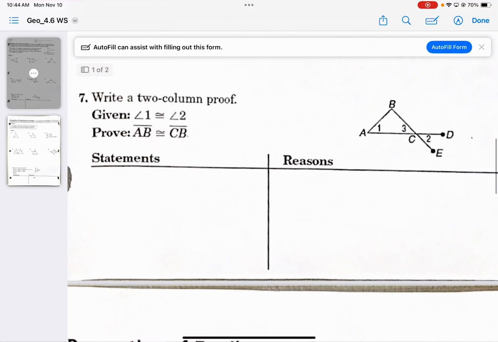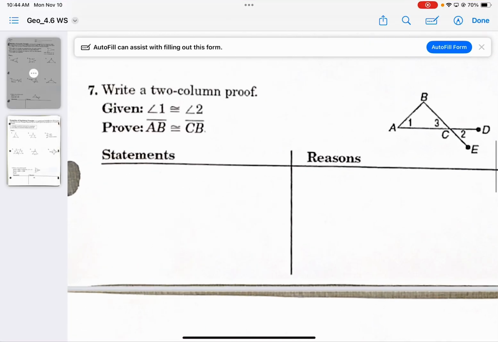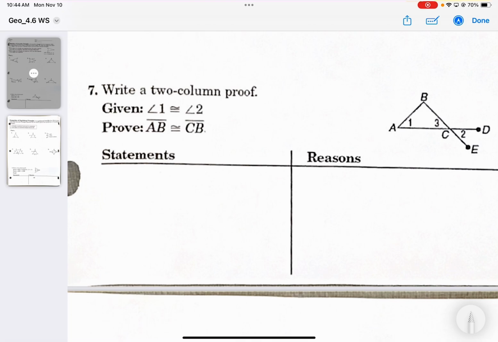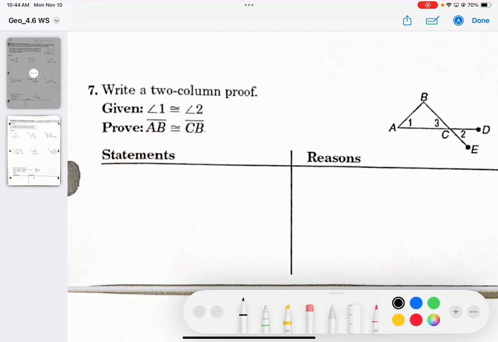Is this the one you guys want to do first? Okay. No, it's one. All right, here we go. Angle 1, congruent to angle 2.